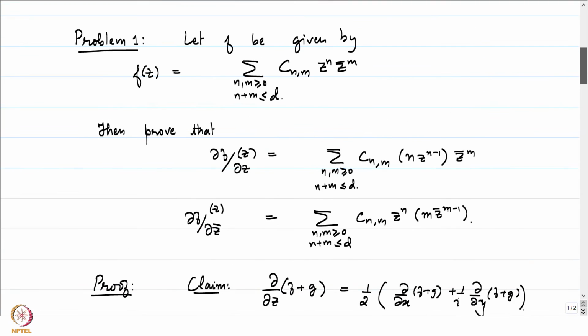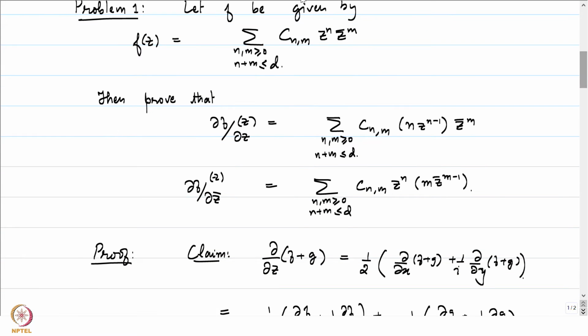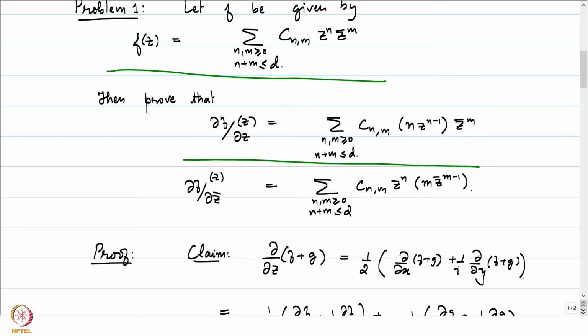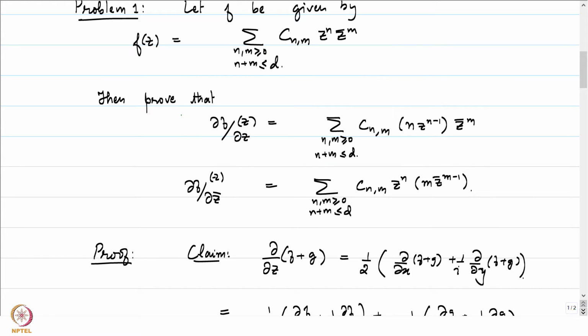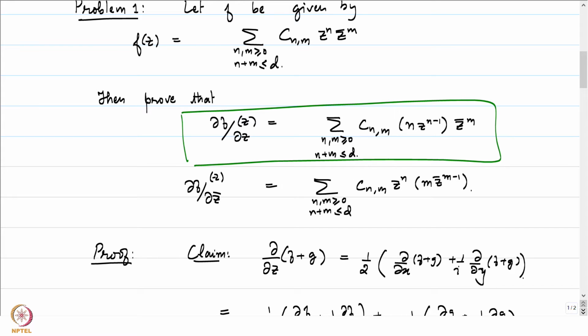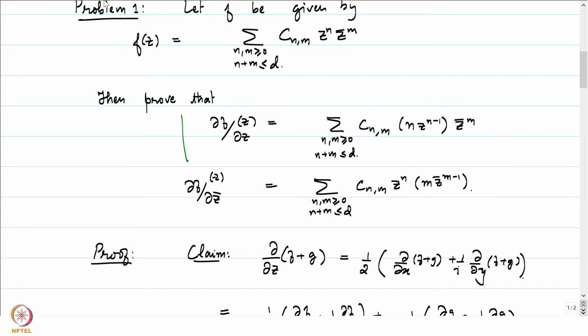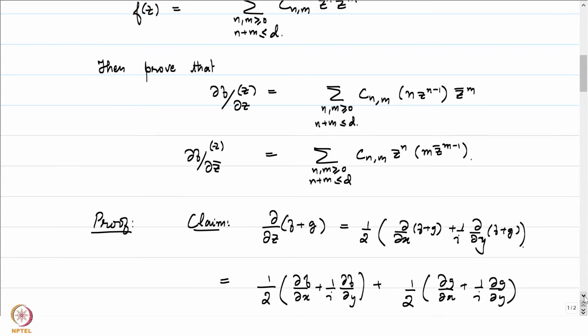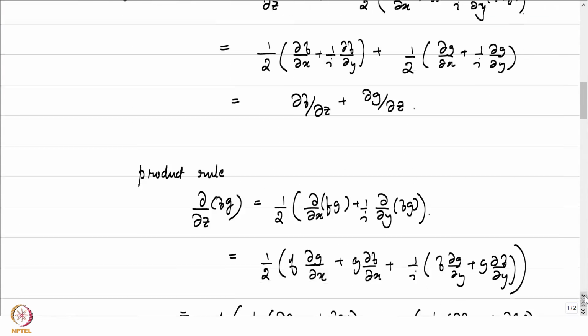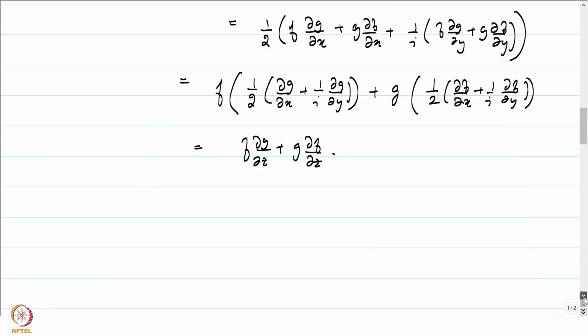The problem was to prove that for the polynomial in z and z̄ given by the summation c_nm z^n z̄^m, when we compute the Wirtinger derivative with respect to z, we get the first expression, and the second expression is for the Wirtinger derivative with respect to z̄. So I'll just prove this part. The other part is analogous, and I'll leave it to you to write it down. Let's just compute the Wirtinger derivative ∂f/∂z.